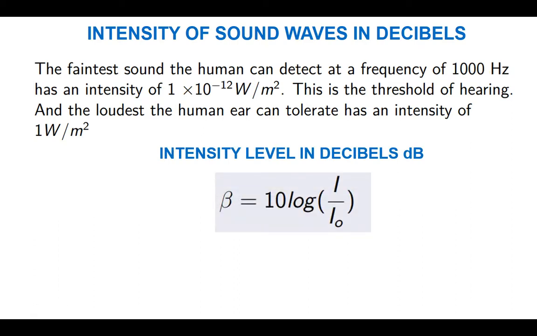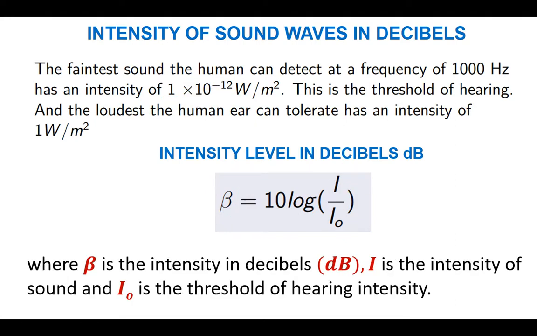Again, about this formula, there's one thing that you need to understand. It's not always that they'll give you this. Let me first explain the formula. Beta is the intensity level in decibels, I is the intensity of sound, and I naught is the threshold of hearing intensity, which is this one here.